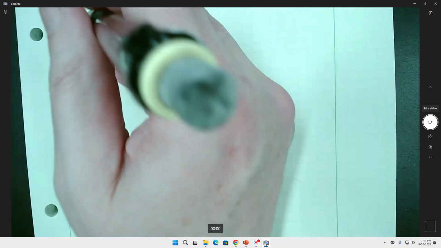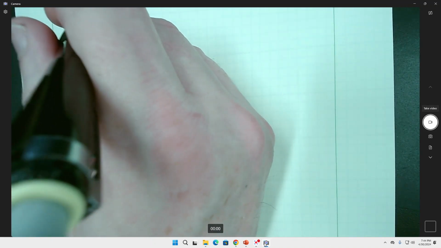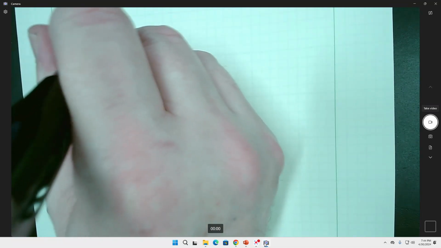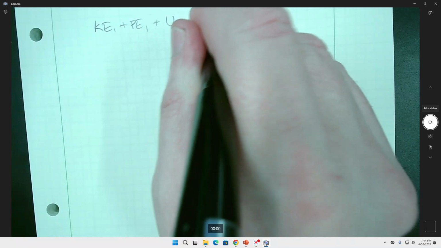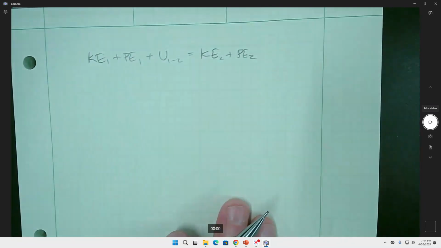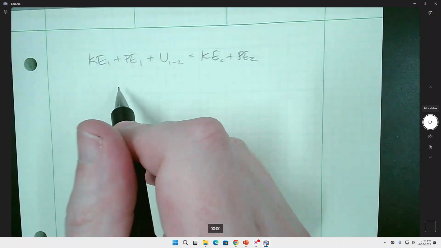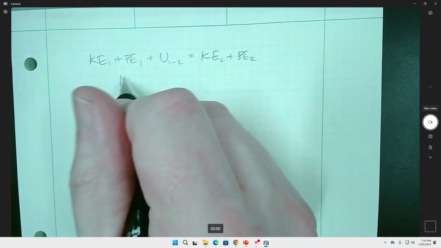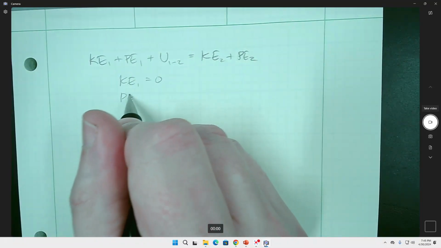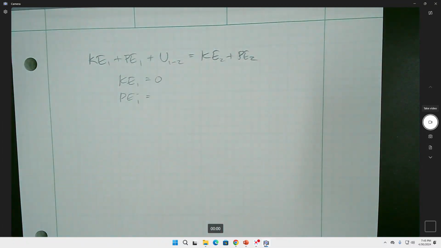99.2647% confident. I'm holding out some hope. But anyway, if we were going to do the other way, KE1 plus PE1 plus U1 to 2 is going to be equal to KE2 plus PE2. You would set these up, you would go that KE1 is equal to 0 because it starts from rest. PE1 is going to be, well, let's see.